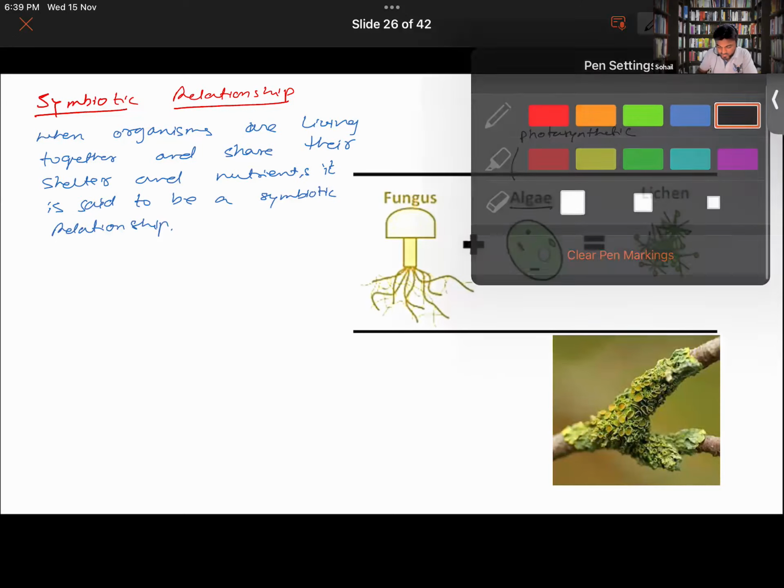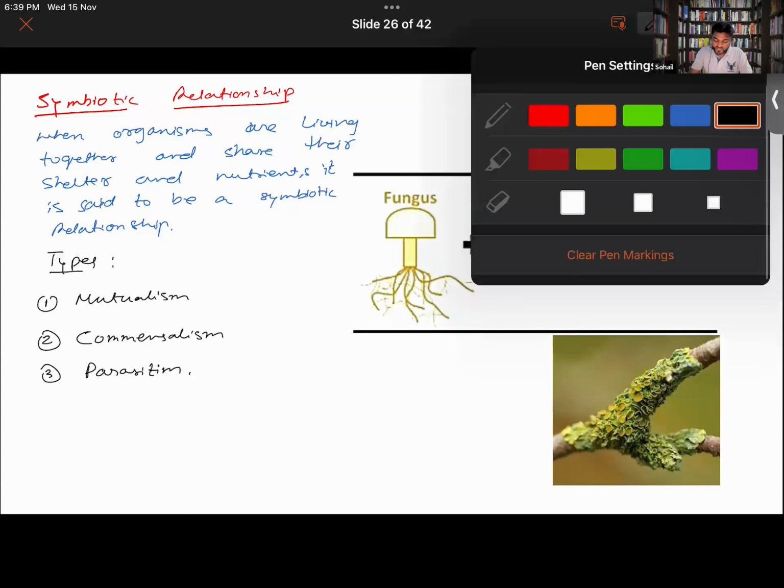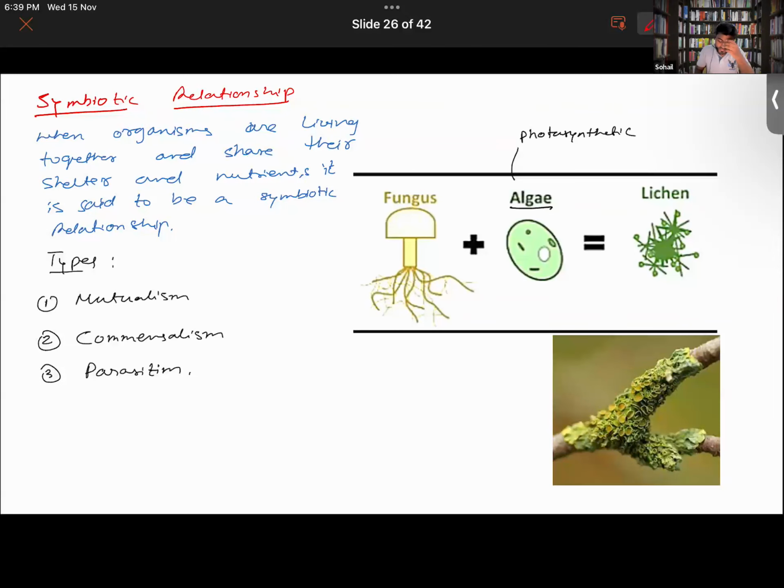If I were to talk about the types of symbiotic relationship, what are they? It could be mutualism. Then the second one is commensalism, and the third one is parasitism. So these are the types of symbiotic relationship, and here we see in the case of fungus and algae.